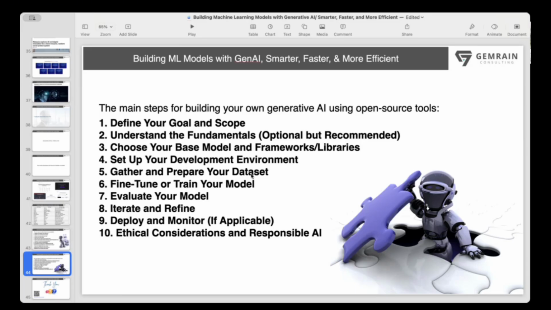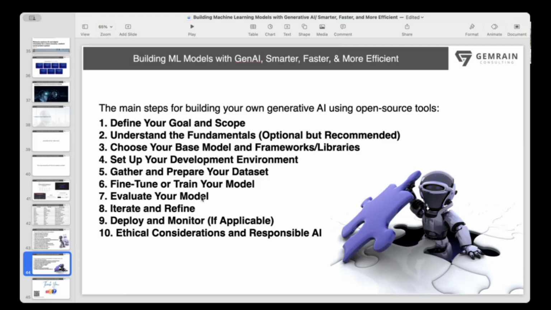And then gather and prepare your data set. Where is the data set going to come from? With a generative AI tool, you are going to deal with a lot of data. But for the sake of training, if you want to learn how to build a generative AI tool, there are data sets available. We can use them with the current available computing.